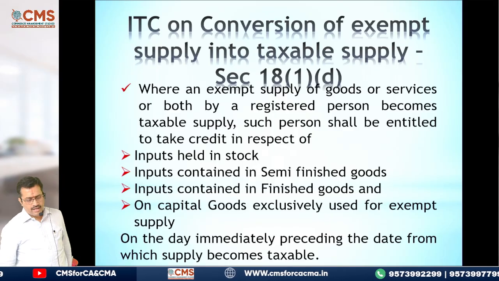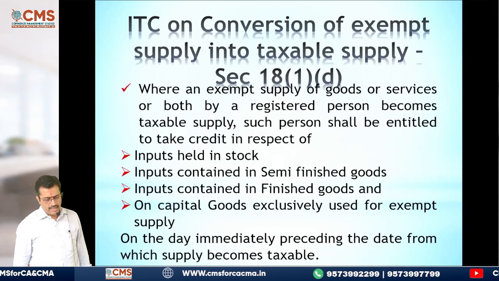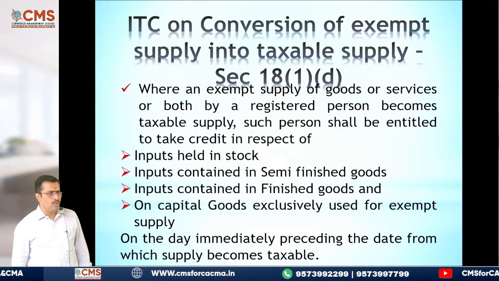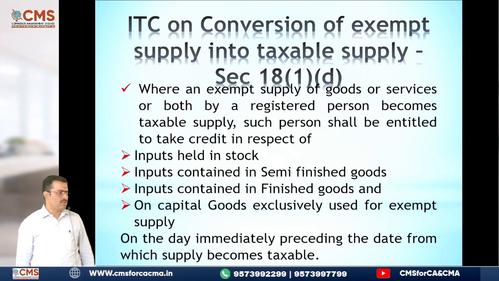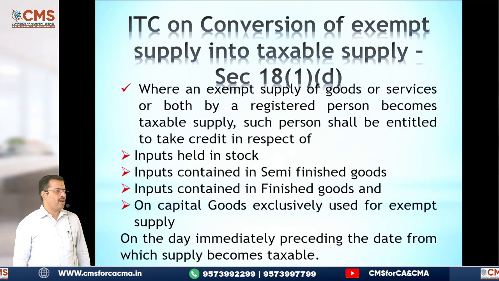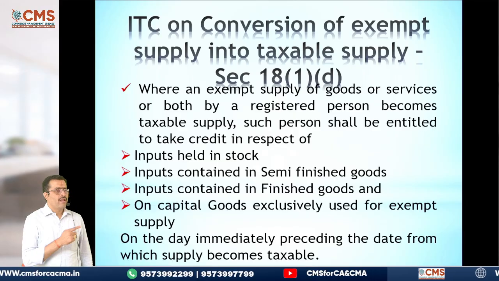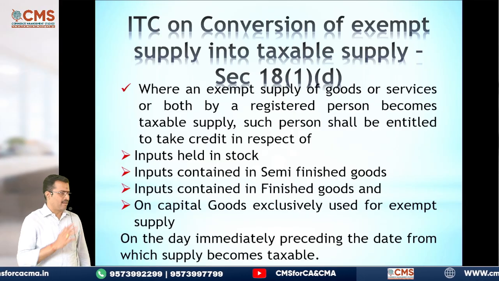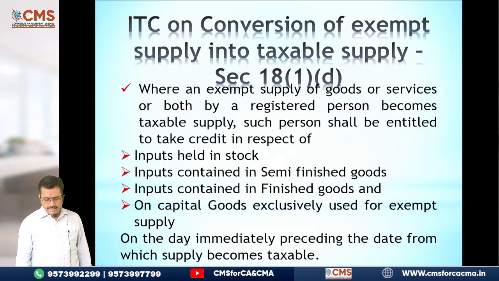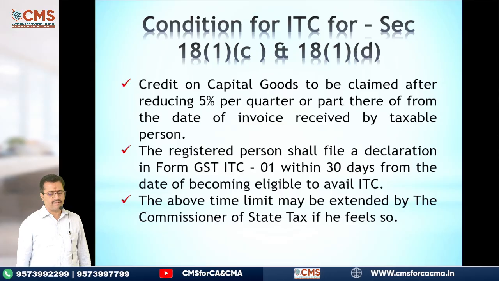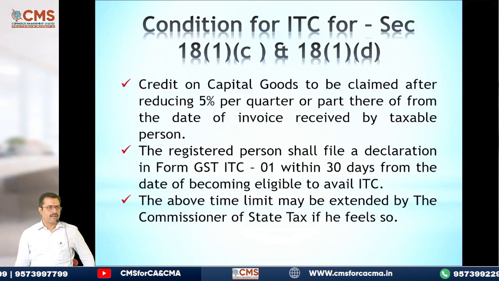Understood? So see here, where an exempt supply of goods or services or both by a registered person becomes taxable supply, such person shall be entitled to input credit on what all? Inputs held in stock, inputs contained in semi-finished goods, inputs contained in finished goods, and on capital goods exclusively used for exempt supply. When? On the day immediately preceding the date when the supply becomes chargeable to tax. Understood? For that, some points we have to be careful. Some conditions he has given. Please see.